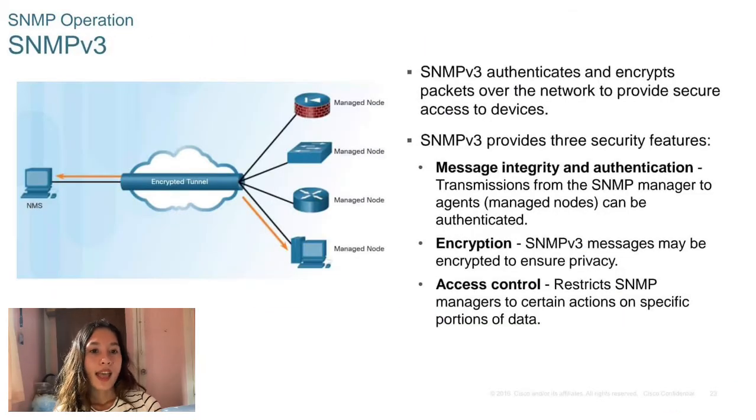SNMP v3. SNMP v3 authenticates and encrypts packets over the network to provide secure access to devices. It provides three security features. The first one is message integrity and authentication. Transmissions from the SNMP manager to agents, or managed nodes, can be authenticated. The second one is encryption. SNMP v3 messages may be encrypted to ensure privacy. And the last one is access control. It restricts the SNMP managers to certain actions and specific portions of data.